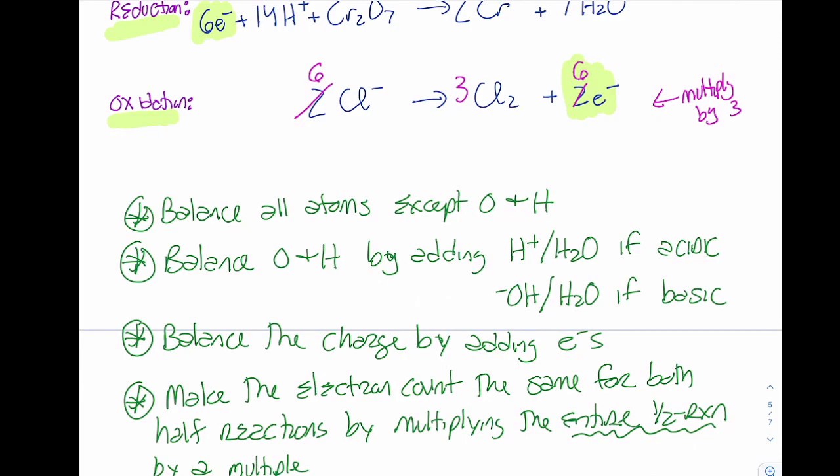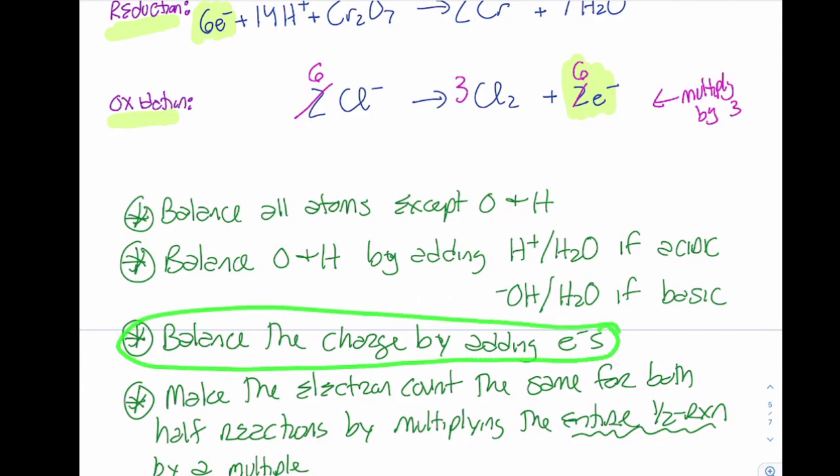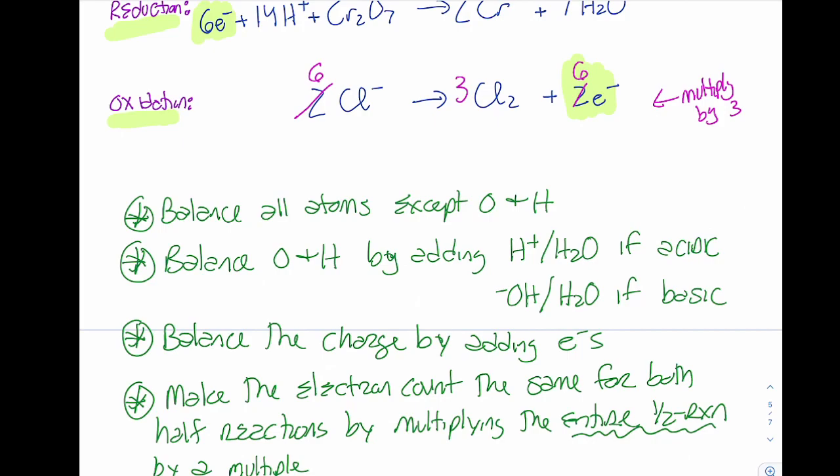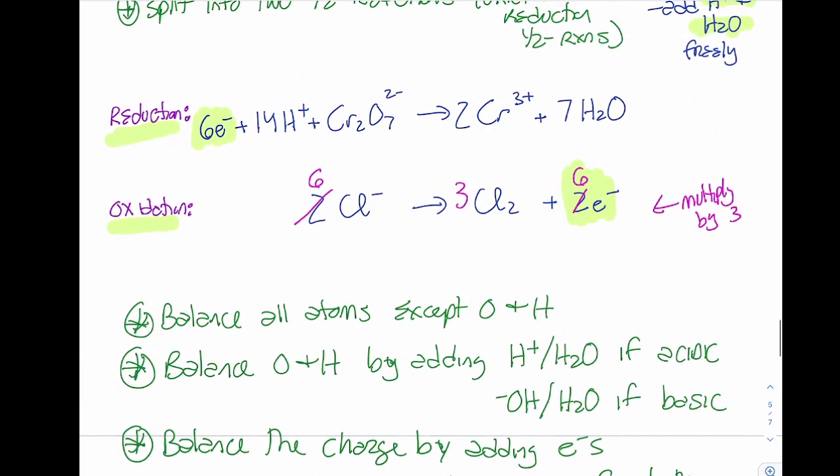So in this step here, balancing the charge by adding electrons, and you might even want to write this down, they should be on opposite sides for the two half reactions. And then when we add them together, we're actually going to cancel them. Right here, our electrons are reactants, right? We're gaining them, we're adding them in. Here we're losing them, we're giving them off. Our electrons are products. So those should always be on opposite sides.